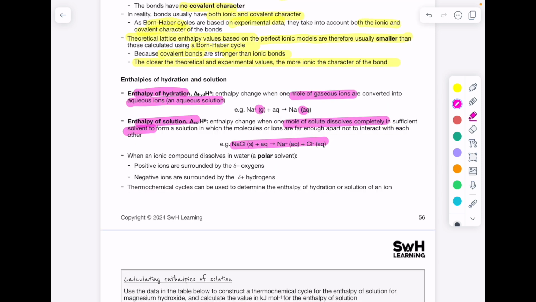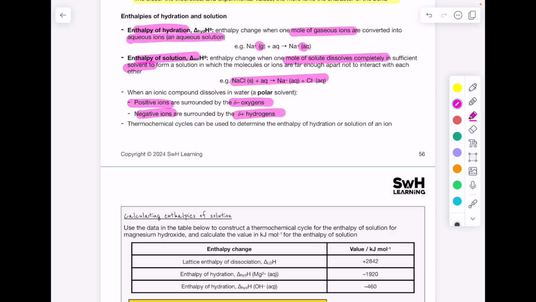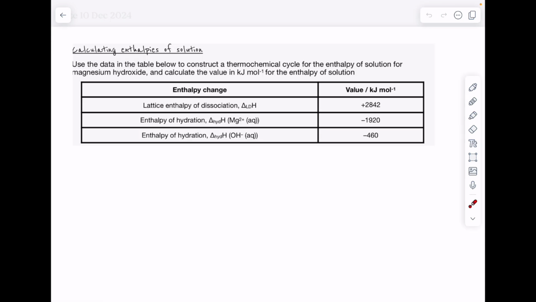When an ionic compound dissolves in water, which is a polar solvent, the positive ions of the ionic compound are surrounded by delta negative oxygens. The negative ions are, however, surrounded by delta positive hydrogens. And now we're ready to draw thermochemical cycles in order to determine the enthalpy of hydration or solution of an ion. So in this question, we're using the data in the table to construct a thermochemical cycle for the enthalpy of solution for magnesium hydroxide, and we're calculating that in kJ per mole.